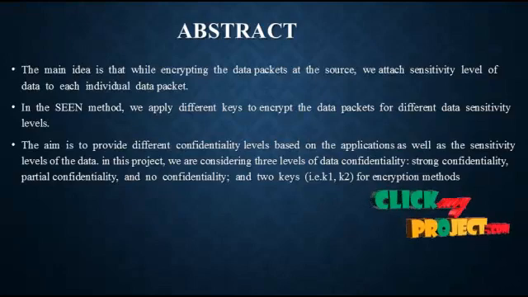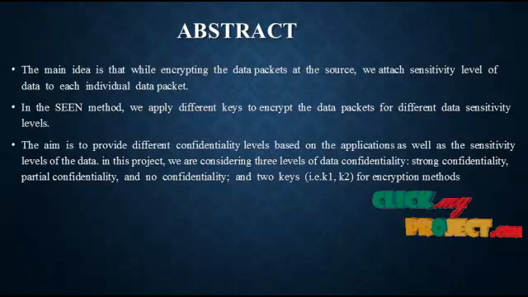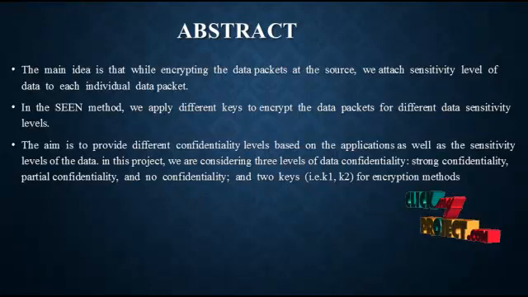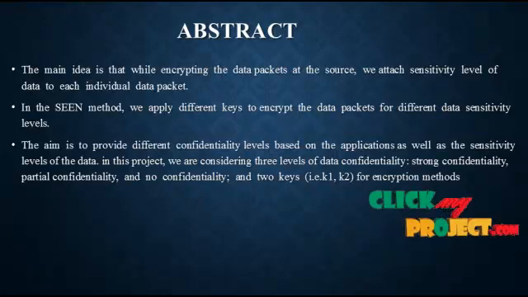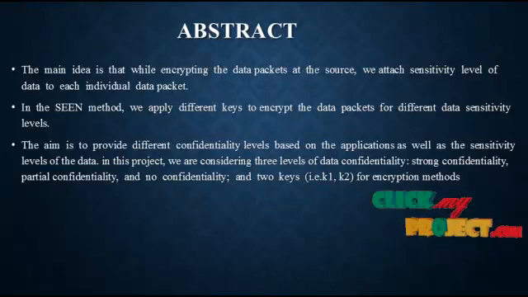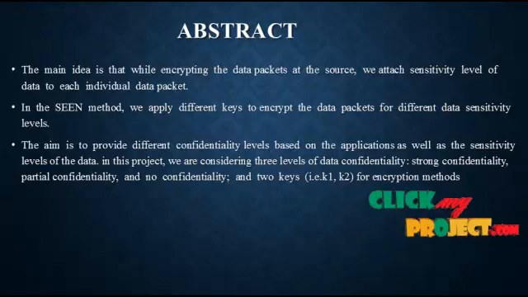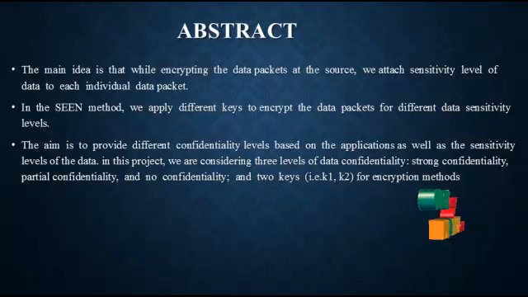The main idea is that while encrypting the data packets at the source, we attach the sensitivity levels of this data to each individual data packet. In the SCENE method, we apply different encryption keys to data packets for different data sensitivity levels. The aim is to provide different confidentiality levels based on the application as well as the sensitivity level of this data. In our project, we consider three levels of data confidentiality: strong confidentiality, partial confidentiality and no confidentiality. And two keys, for example K1 and K2, are used as encryption methods.